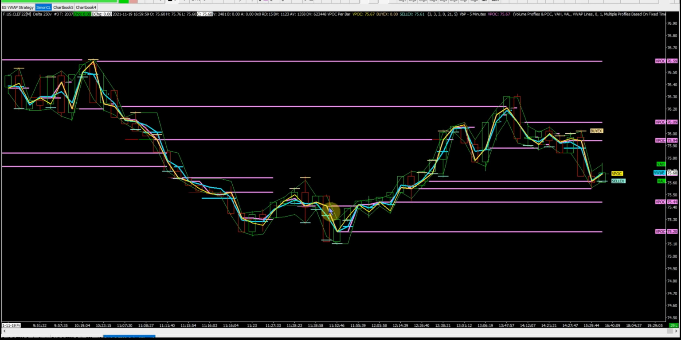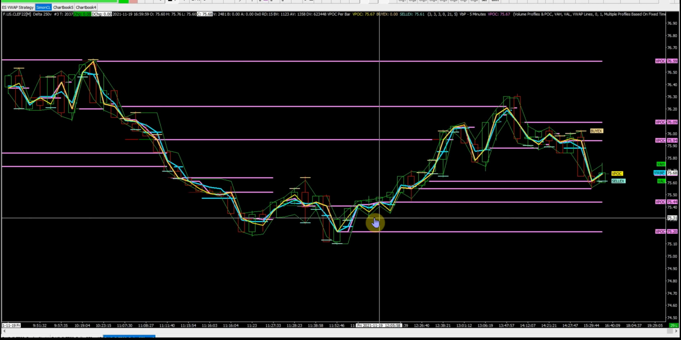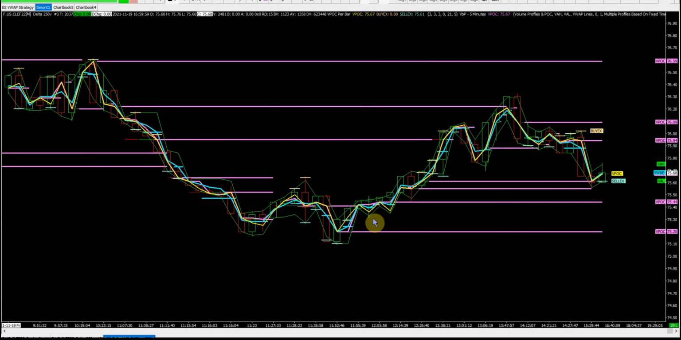So anywhere in here, say for example it took it out right there at 75.41. You could have gotten into the long trade there. The stop would have been like 75.31. You might or might not want to take that. But once it hit it, came back down, and then went back through it, you could have taken it at that particular level right there.